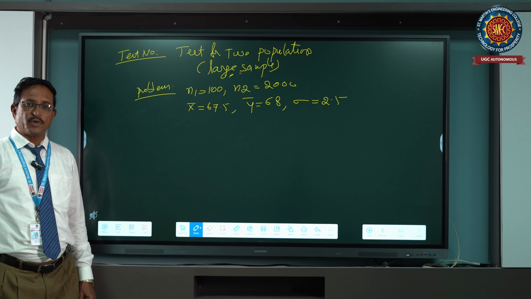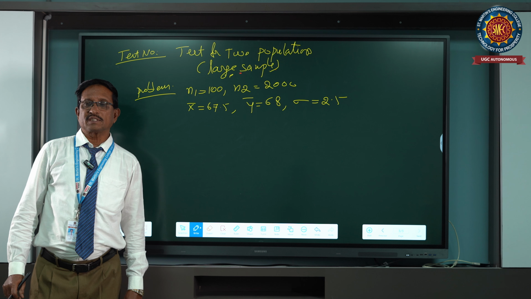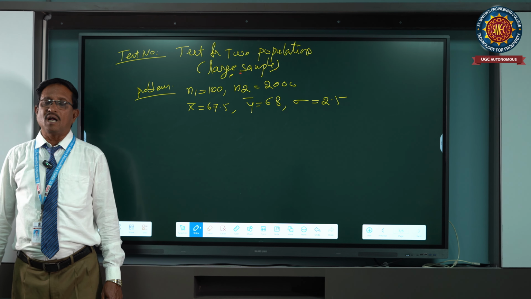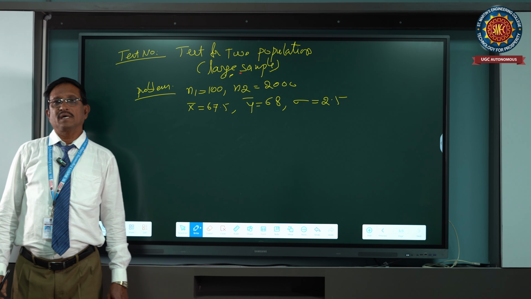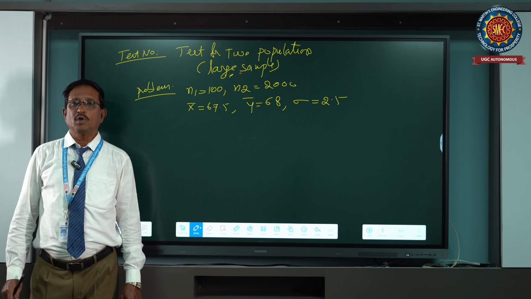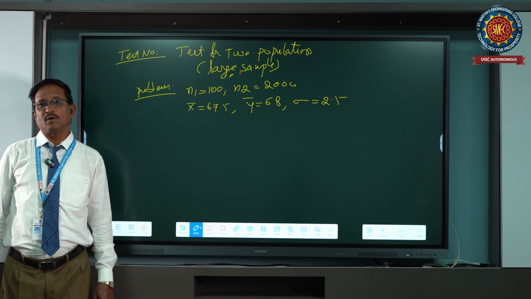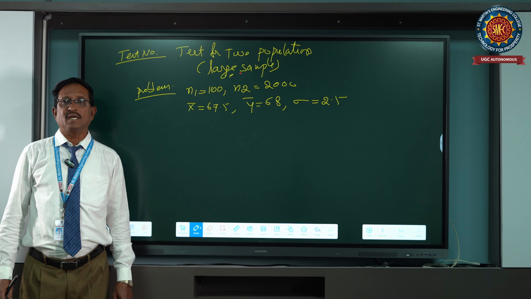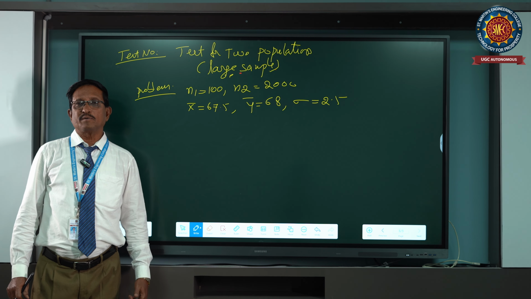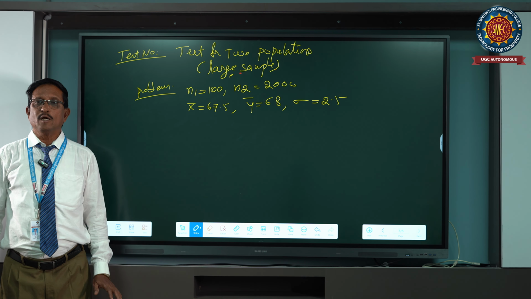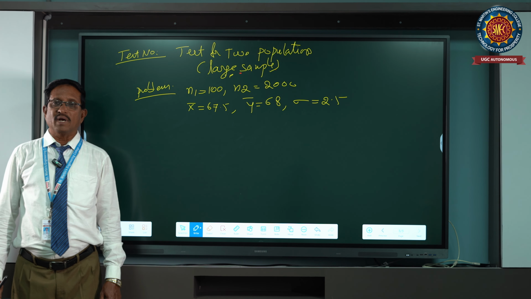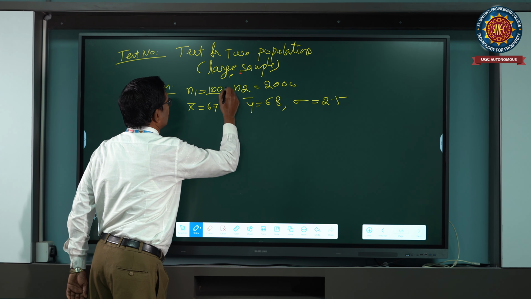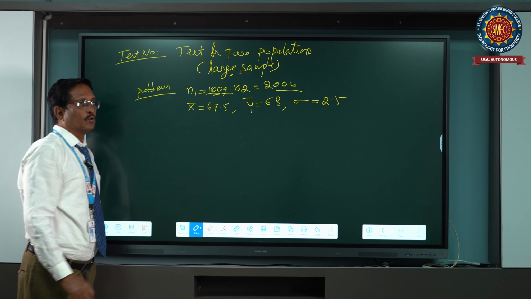According to the test for two population means, we follow the same testing of hypothesis procedure. The first step is the null hypothesis, the second is the alternative hypothesis, the third is the level of significance, the fourth is the test statistic, and the fifth is the conclusion or decision criteria. But there is some difference: this time we are taking two samples, sample 1 with N1 and sample 2 with N2. Both are large samples, that's why we go for the Z test.